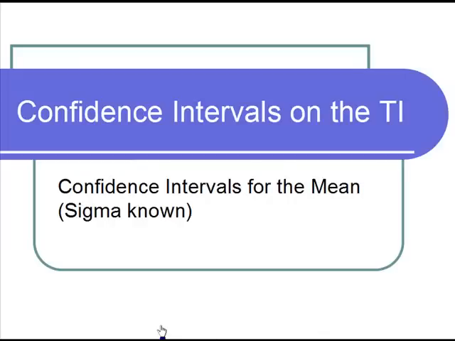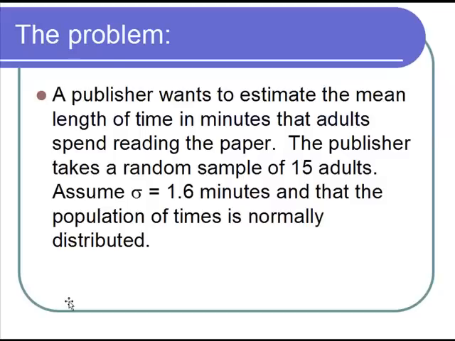We're going to construct confidence intervals on the TI, confidence intervals for the mean with sigma known. The problem is the publisher wants to estimate the mean length of time in minutes that adults spend reading the paper. The publisher takes a random sample of 15 adults, assumes sigma equals 1.6 minutes, and that the population of times is normally distributed.